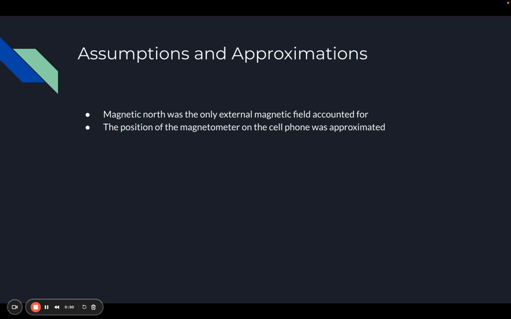The assumptions and approximations in this lab were as follows. The magnetic north was the only magnetic field accounted for, aside from the bar magnet, of course, leading to potential extraneous magnetic fields that were not in our calculations. Additionally, the position of the magnetometer in the iPhone was certainly approximated, although I got as close as I could.